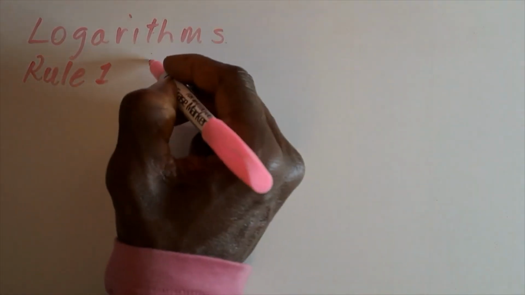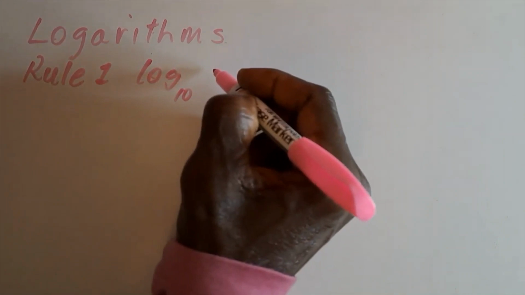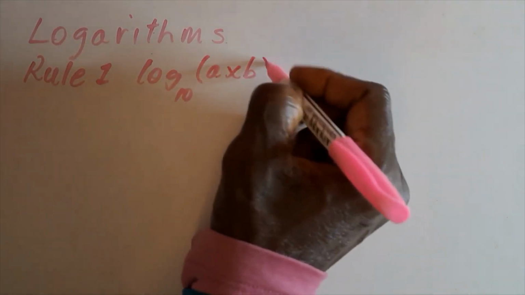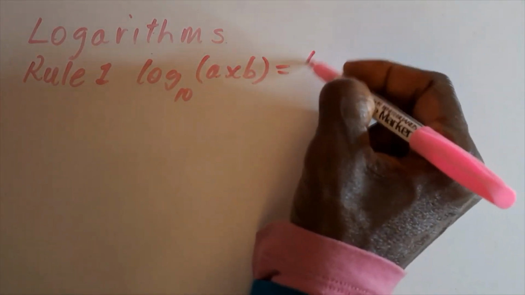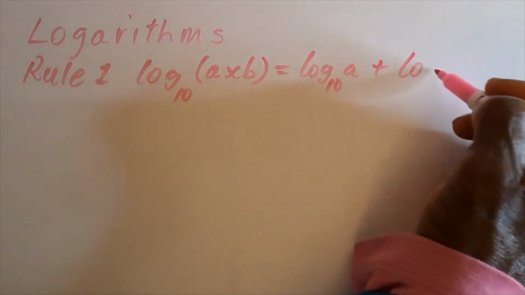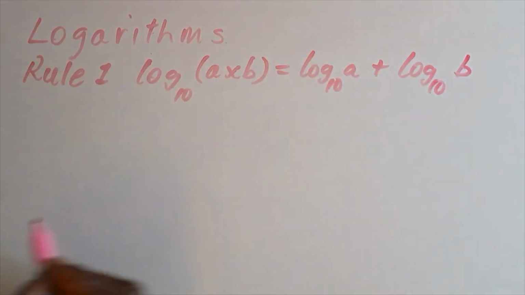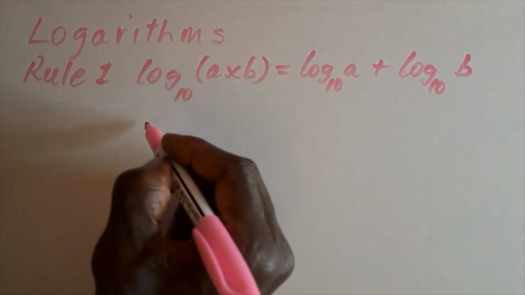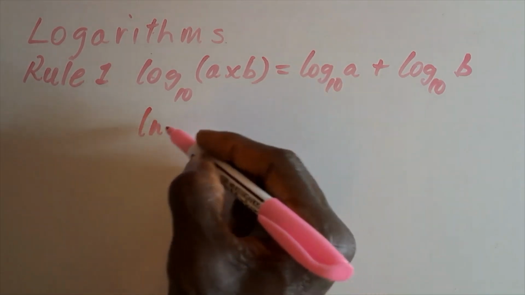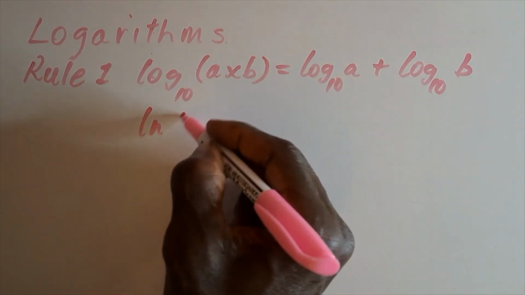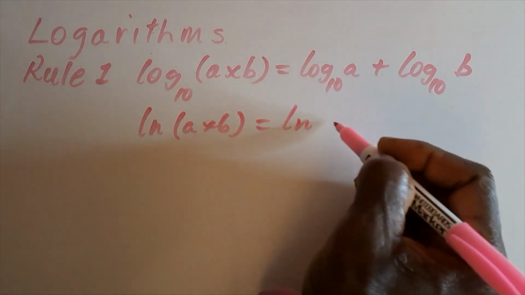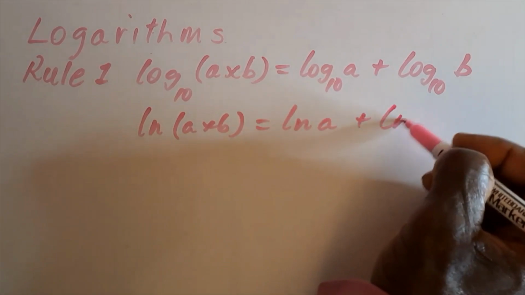It says that if we have log to the base 10 of a times b, you can write this as log to the base 10 of a added to log to the base 10 of b. This also works for ln, which is to the base e, natural logarithm. So if it's a times b, ln a add ln b.